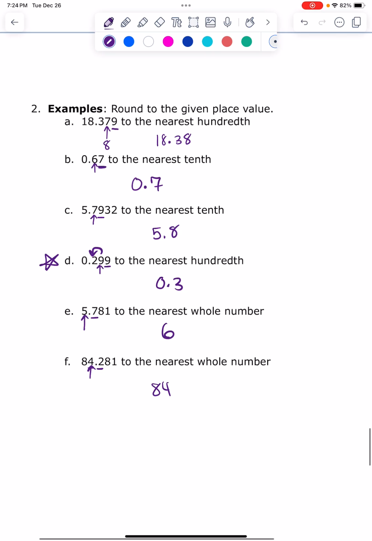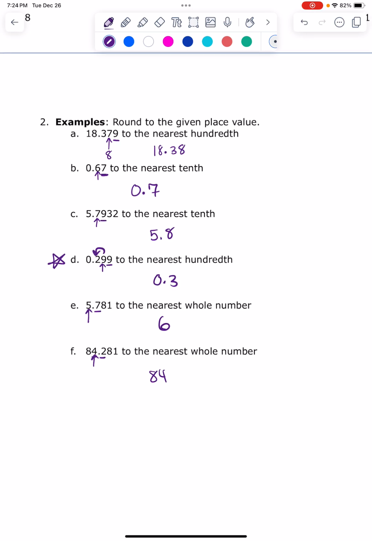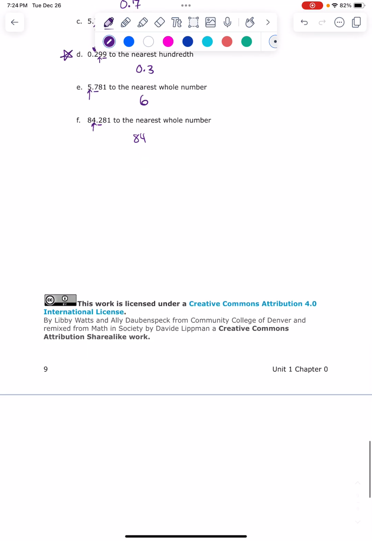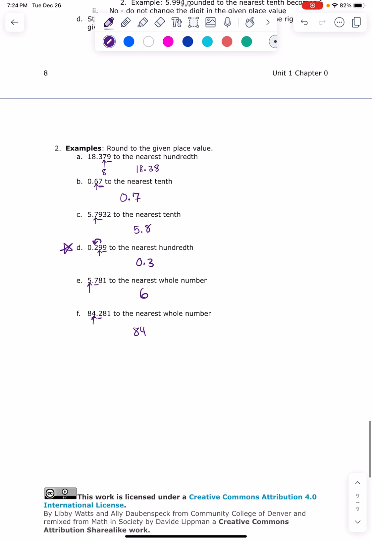So please take the time to learn this, because that becomes a problem when students especially are doing homework and they get that wrong even though they have the answer just because they rounded wrong. And that's it for chapter 0.